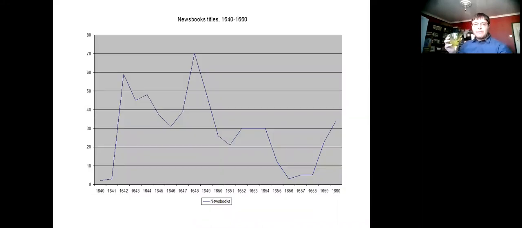Also, what we have in this period, I won't dwell too long on this, are more news books. Rather than annual news, daily newspapers, sorry, you have weekly news books. And you can see with the breakdown of pre-publication censorship, if you follow the graph, how in some years you can have almost 70 titles just prior to the regicide. So there's a huge amount more information than was ever available before. And that helps mobilize opinion.